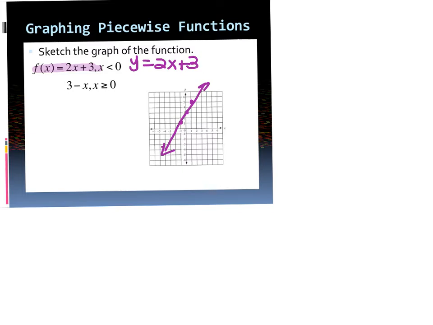Then I can go graph the second one, which would be y equals 3 minus x. Or y equals negative x plus 3 if it's in slope-intercept form. So I'd go again, positive 3. This time my slope is negative 1, so I'm going down 1 and right 1. And my graph would be something like that.